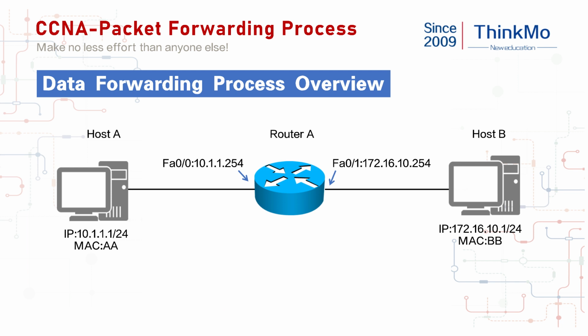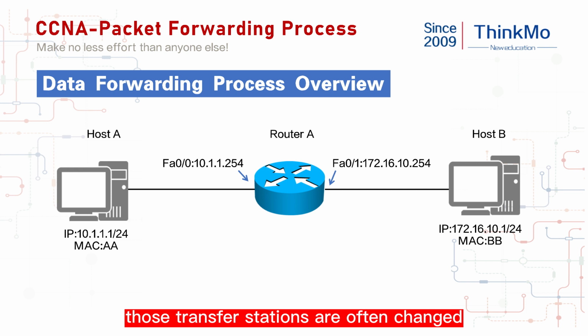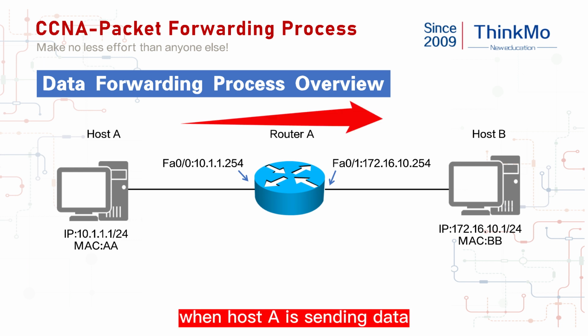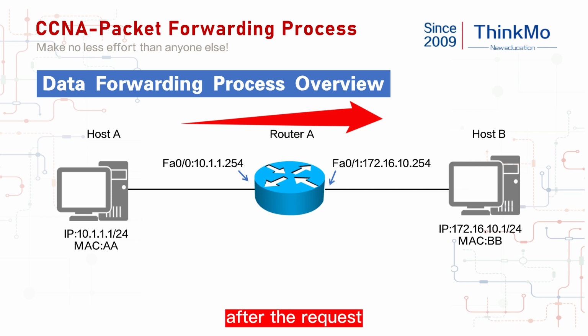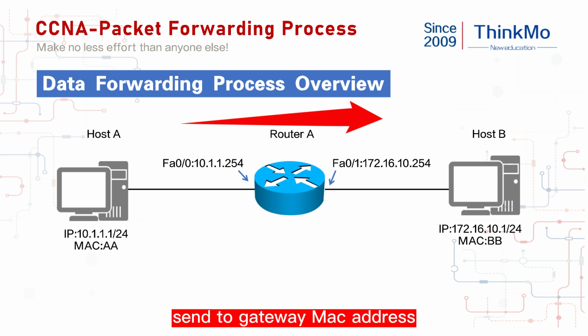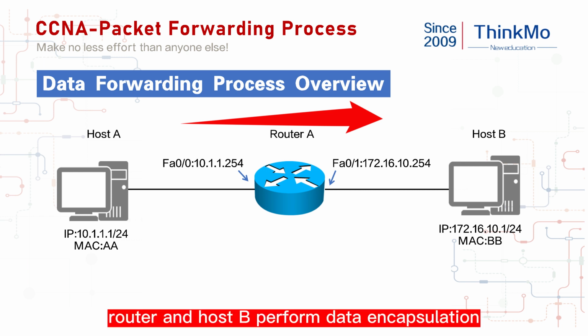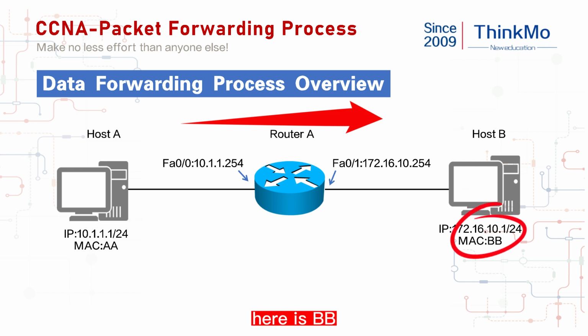I also told you in the first class about data communication. The difference between a MAC address and an IP address is that the MAC address is like a transit node in the middle. Those transfer stations are often changed. When host A is sending data, the current destination MAC is the MAC of the gateway. After the request, the data is sent from the local MAC address AA to the gateway MAC address. But when the router assists in forwarding, the router and host B perform data encapsulation, and the package uses the MAC of the 01 interface, sent to the peer, here BB.